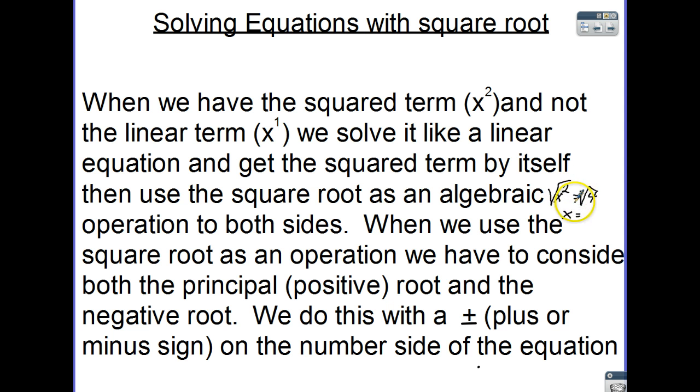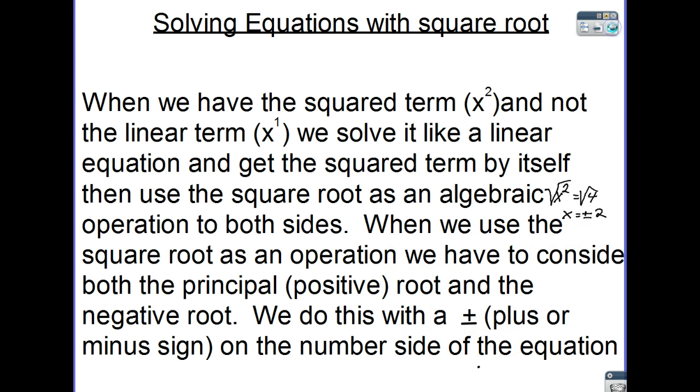Now the rule is that when you use it as an operation, then you have to look at both positive and negative roots. So when we take the square root of both sides, we have to preface our answer with a plus or minus. Okay? And that's what we're saying right here. We have to put that plus or minus sign in.